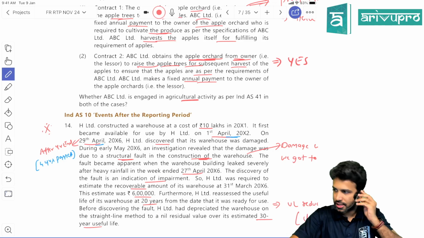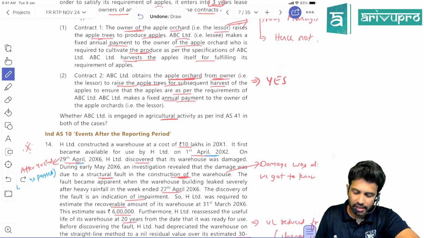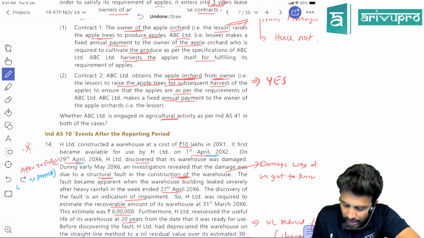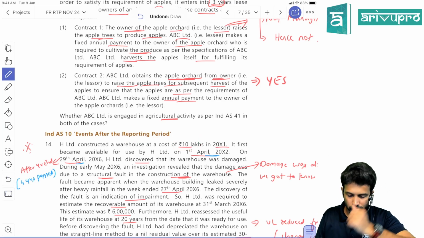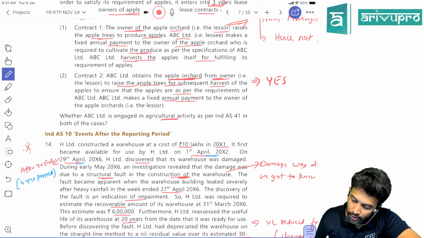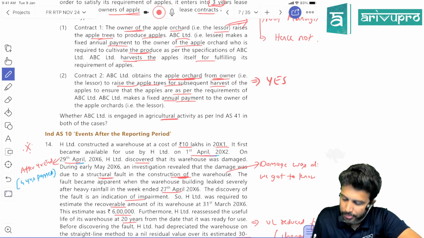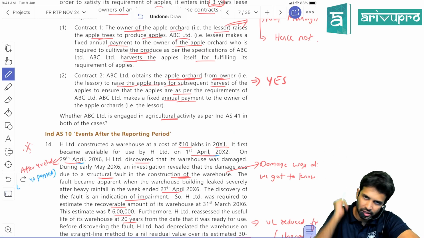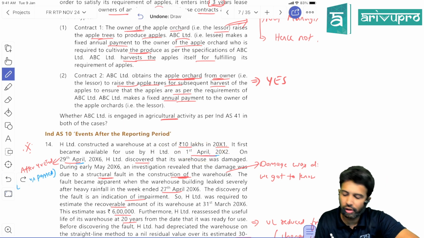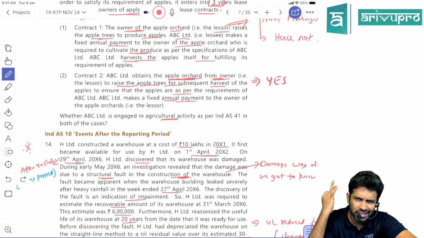Okay, sir. So let's get started with the next question. This question is on Ind AS 10, events occurring after the reporting period. H Limited constructed a warehouse at a cost of 10 lakh in 20X1. So we constructed it. It first became available for use by H Limited on 1st April 20X2. Maybe on 1st April 20X1 we started the construction. It is available for use only on 1st April 20X2, a few months or years later.